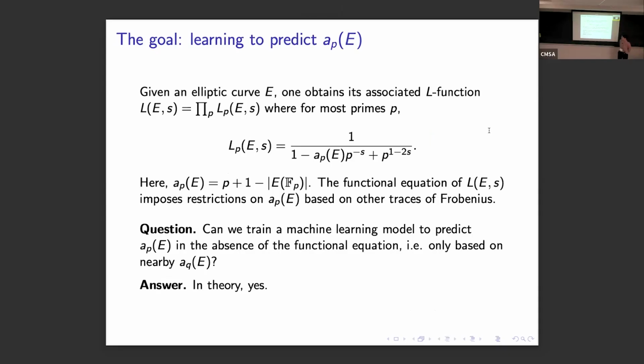Our goal was to predict a_p of E given the previous or nearby values. One of the main experiments that I will report on was trying to predict a_97, the trace of Frobenius at the 25th prime, given 24 previous values: a_2, a_3, a_5, all the way to a_89, one for each prime. In theory, as I said, we should be able to predict that. In practice, we're still trying to figure out just how many values we need to input.